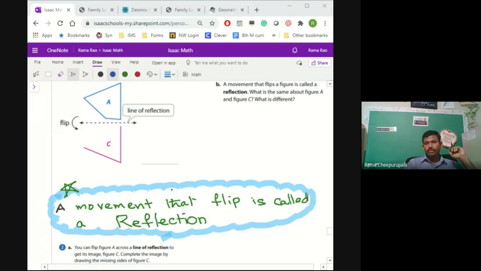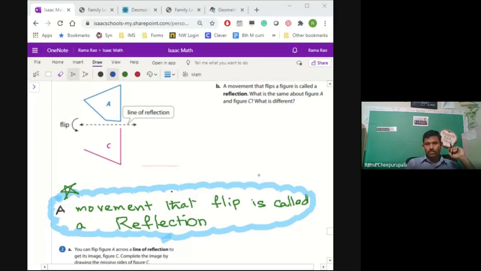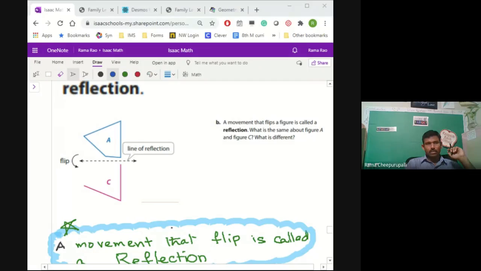That's good. Now, next question I'm going to ask you guys: if a reflection is taking place, what is the same and what's different? I want you to use the chat box right here. Go ahead and type it. What is the same? What's different? Give it a minute to think.